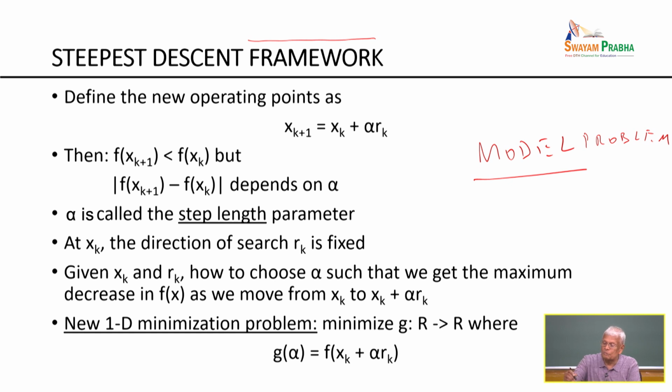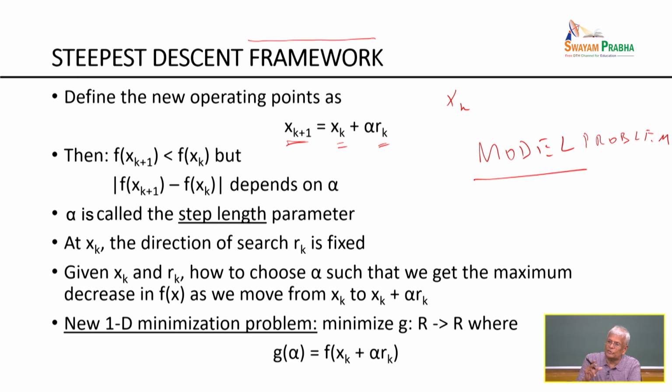So, let us assume I am at an intermediate stage xk. I want to be able to go to xk plus 1. This is like a hill climber. I am at the base station xk. I want to go to the base station xk plus 1. I am going to go in the direction rk. Rk is the negative of the gradient.